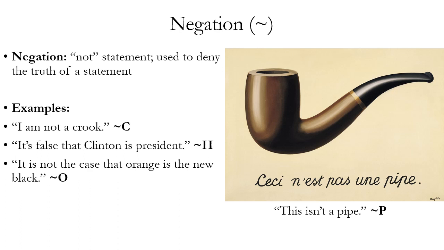And that's basically whenever you have a logical operator: not, if, and, or, you cannot include that as part of the meaning of your capital letter. The capital letter is only going to stand for a simple statement without the operator. So in this case, the P is standing for the simple statement, this is a pipe. Tilde P stands for the compound statement, this is not a pipe, or this isn't a pipe.